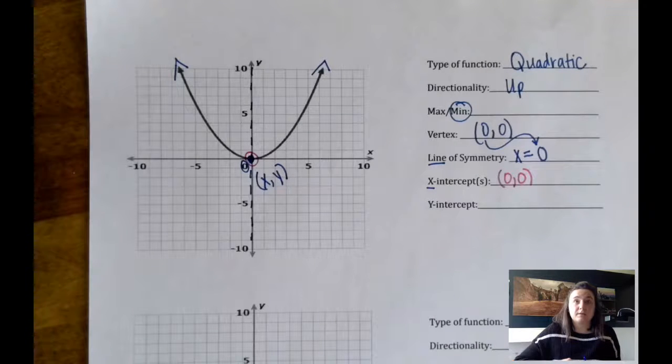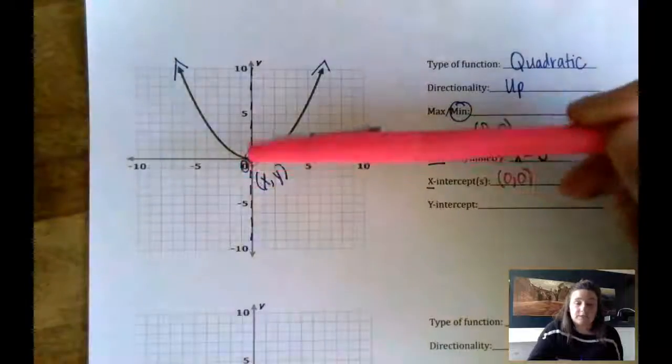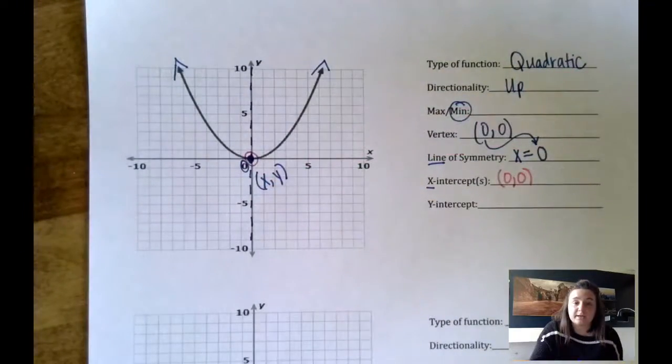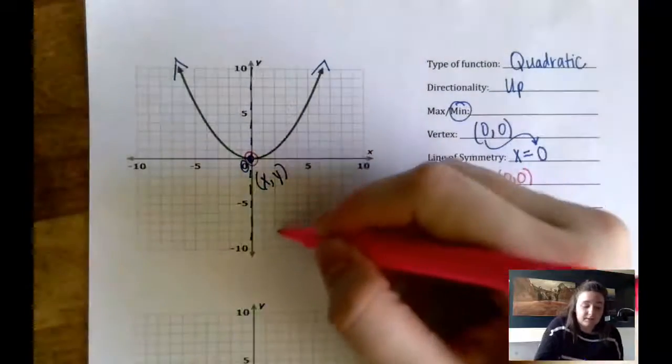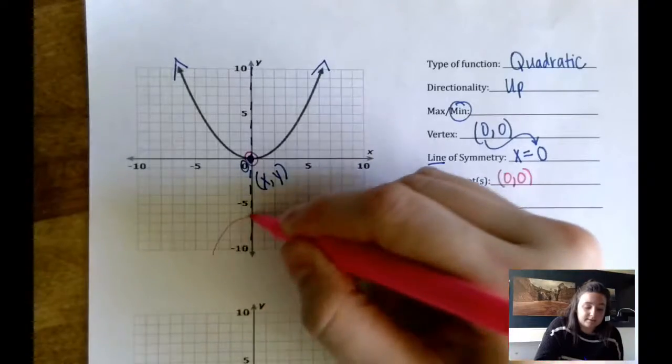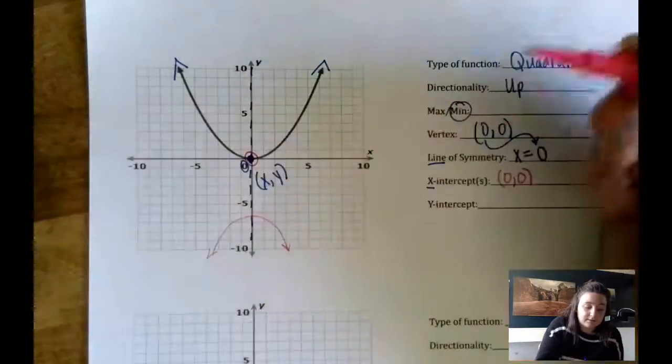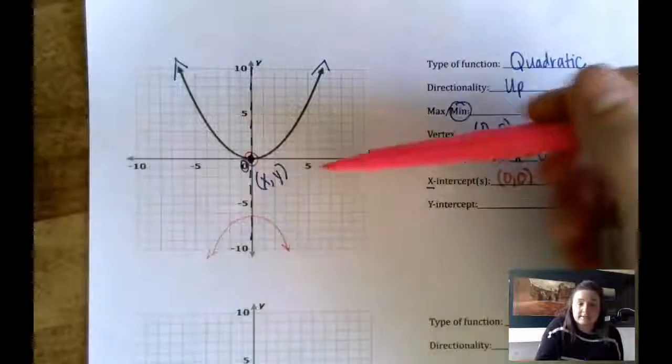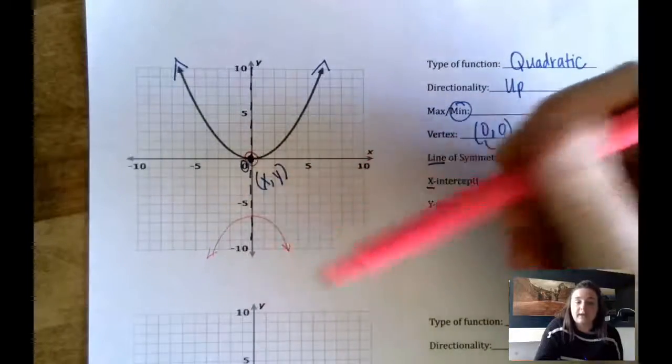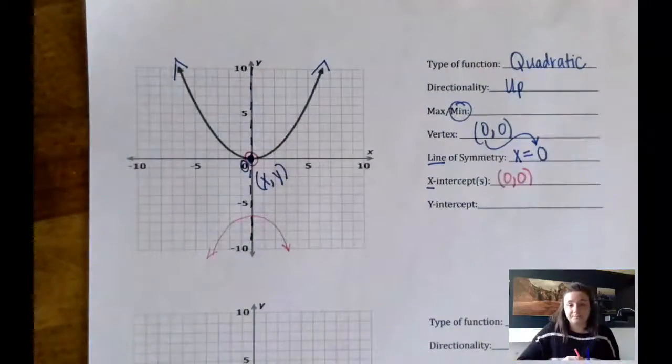So in the first example for the video, I talked about it crossed twice. You saw that it had 2 x-intercepts. This one only has 1. And then I also talked about in the last video, if you have something like this that doesn't cross the x-axis at all, this wouldn't even have an x-intercept, so you would write none.